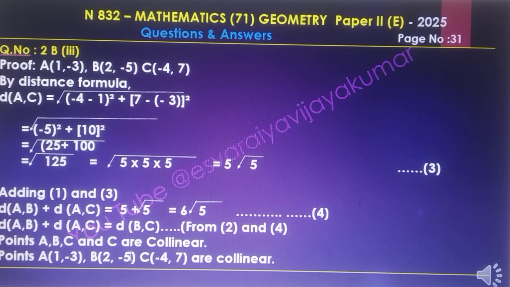And the points A, B, C are collinear, because we are getting 6 root 5, and AB plus AC equal to 5 plus root 5 equal to 6 root 5. AB plus AC equal to the distance BC, from equations 3 and 4.